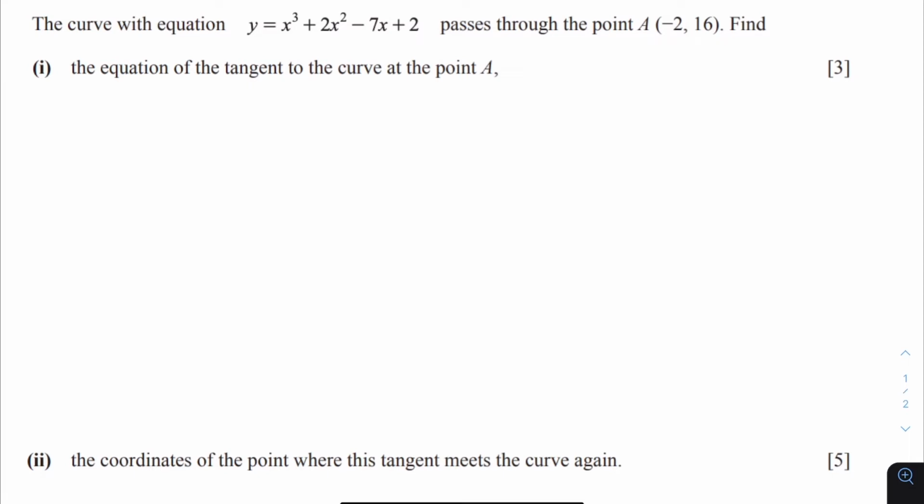The curve with equation y equals x cubed plus 2x squared minus 7x plus 2 passes through the point negative 2, 16. So to find the equation of the tangent to the curve at the point A, which is this point over here, negative 2, 16.